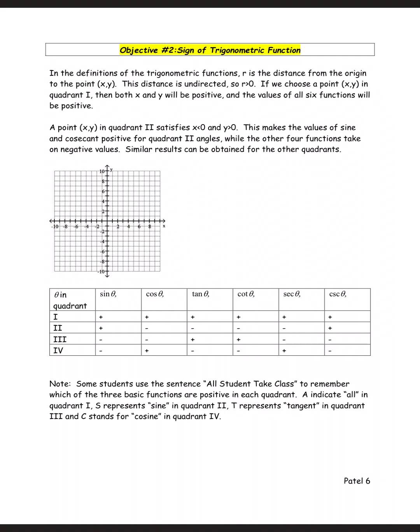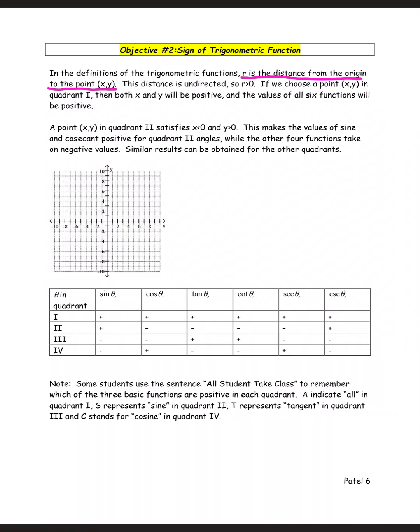In the definition of trig functions, r is the distance from the origin. So that's why you can use the distance formula to the point x, y. The distance is undirected, so r is greater than 0. So r is always positive. If we choose the point x, y in quadrant 1, then both x and y will be positive, and the values of all 6 functions will be positive.